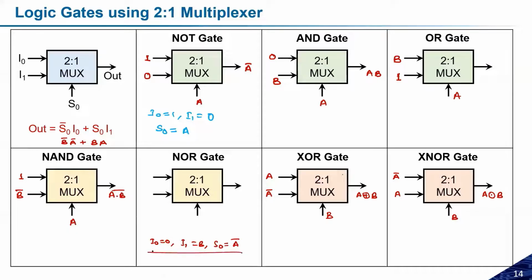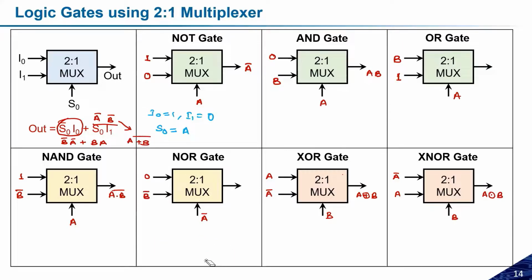Okay, so let us try to check whether it is working. So you are saying I0 is equal to 0, so this first function will become 0. And here S0 is A bar, and I1 is B. Okay, it should be B bar. So it will be A bar dot B bar, and if you apply De Morgan's here, A plus B complement will come out. Yeah, absolutely correct. So S0 should be A complement, I0 should be grounded, and I1 should be B complement. Okay, so this is one of the possible solutions for this one.